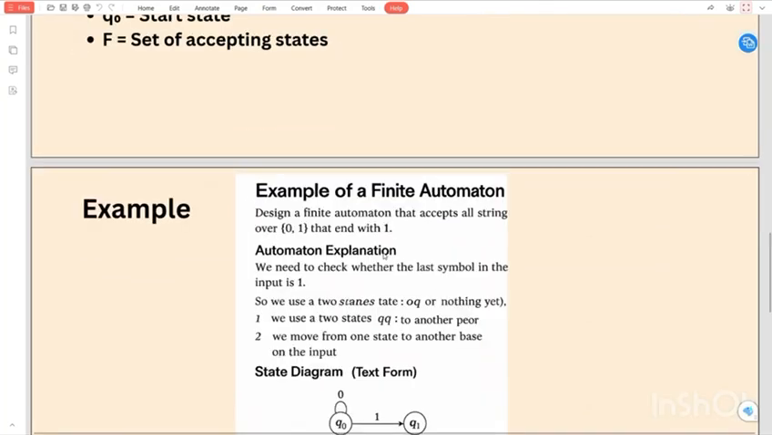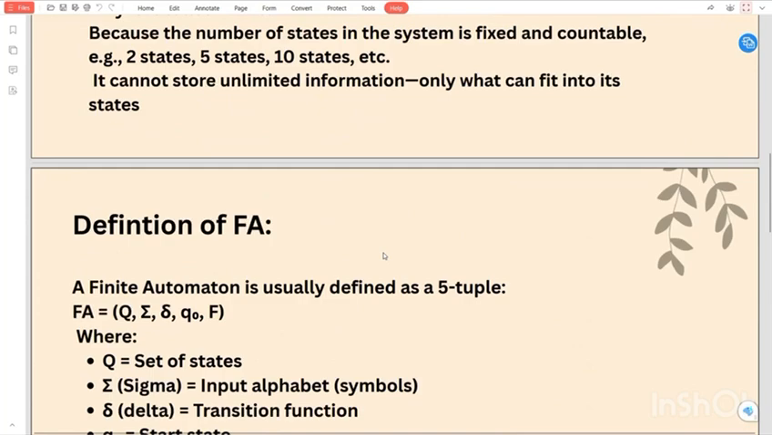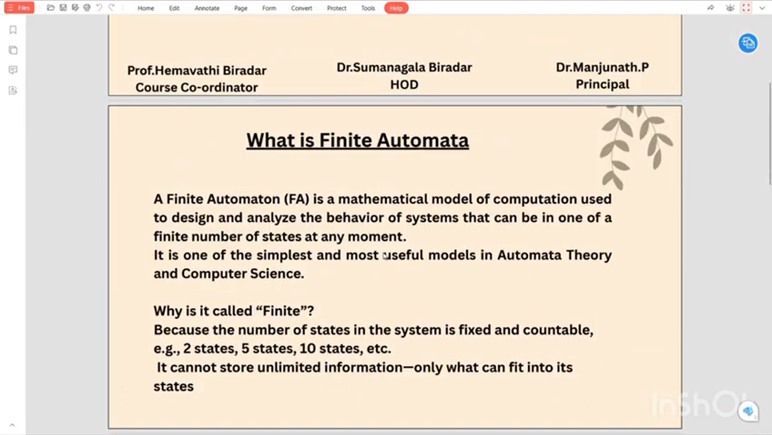That is all about finite automata, how to define a finite automata, and what a finite automata is.